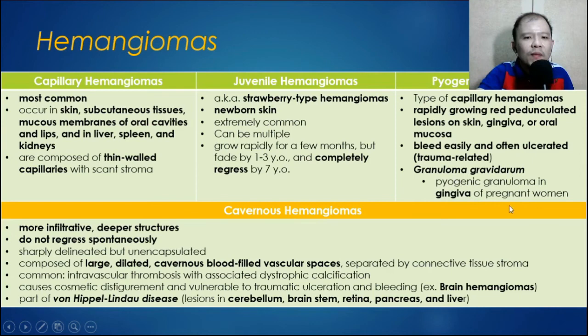How about cavernous hemangioma? It is a hemangioma found in cavernous vascular spaces, and it does not regress spontaneously. It involves deeper organs such as the brain and other organs such as the pancreas and the liver. Von Hippel-Lindau disease.